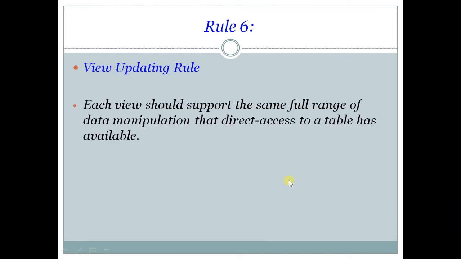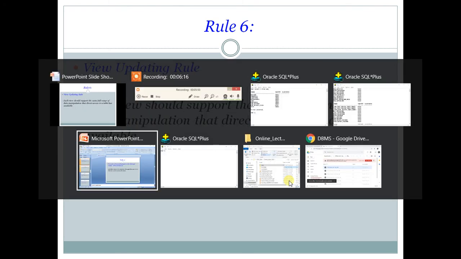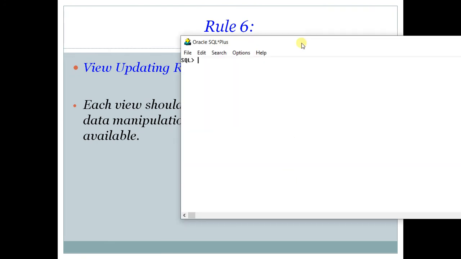The next rule is the view updating rule. As per this rule, every RDBMS should support views, and these views should also support the same type of DML as in the case of direct tables. You will be able to understand with the help of an example. First of all, let us understand what a view is.